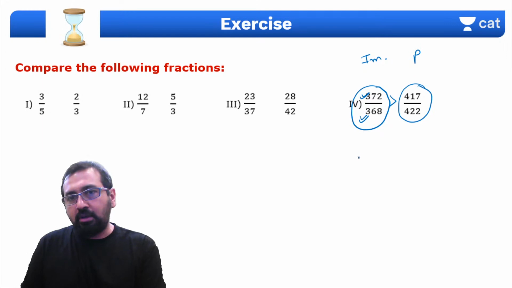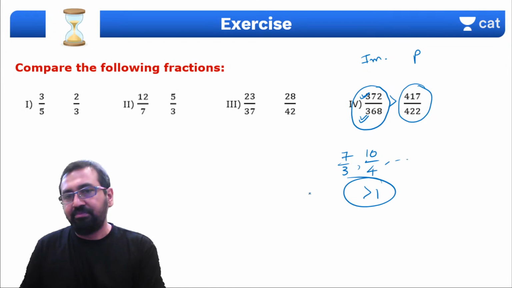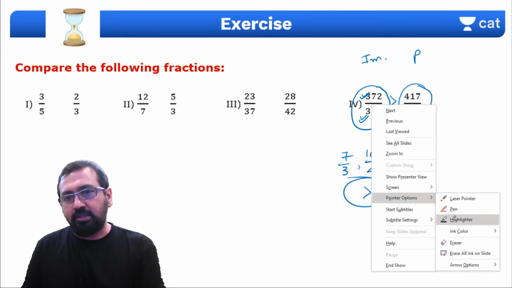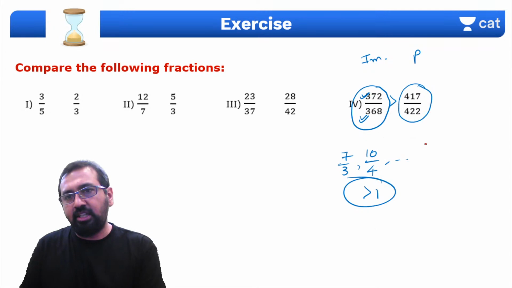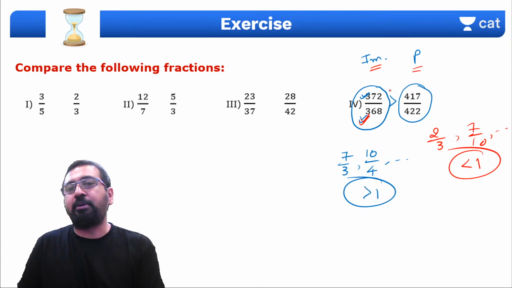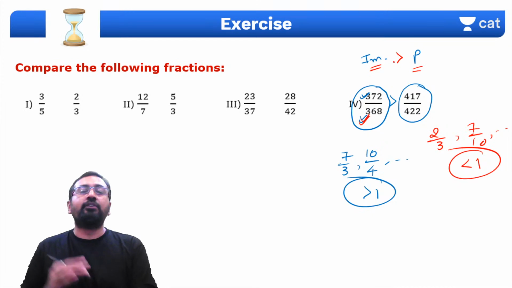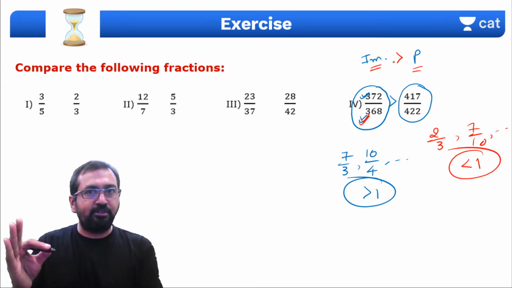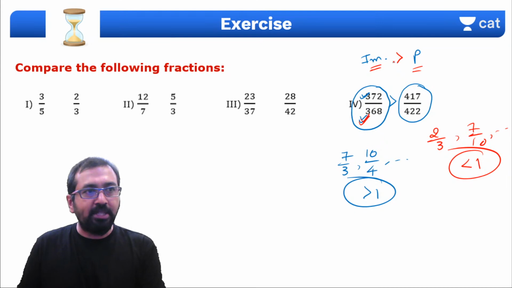Please remember, if you take any improper fraction like 7 by 3, or the one given over here, or 10 by 4, or whatever you take, the value will always be greater than 1. If you take any proper fraction, as I mentioned earlier, say 2 by 3 or 7 by 10 and so on, the value will always be less than 1. So here the leftmost fraction is an improper fraction, and the right one is a proper fraction. So definitely an improper fraction will always be greater than the proper fraction. Please be careful about this.